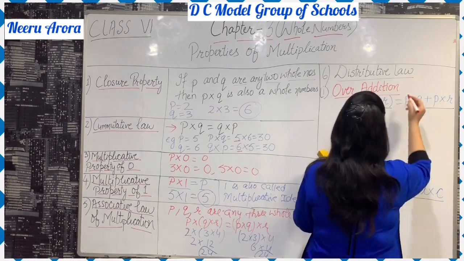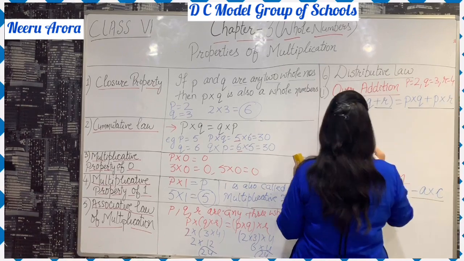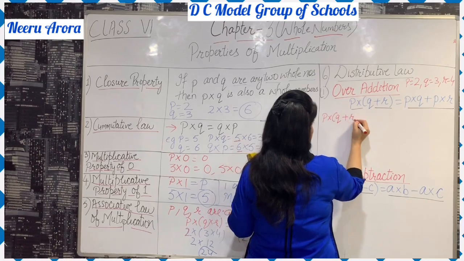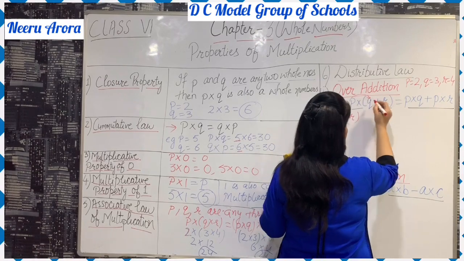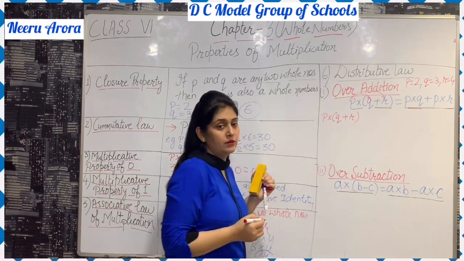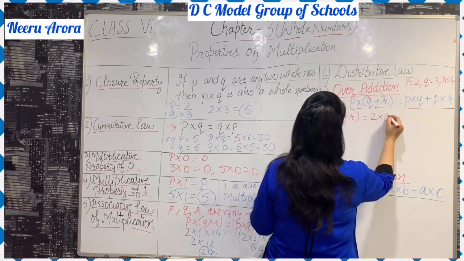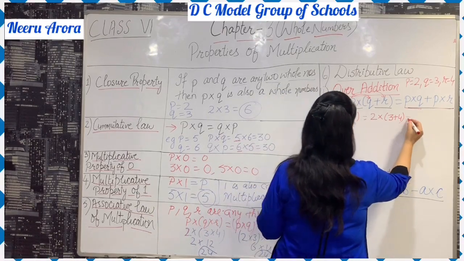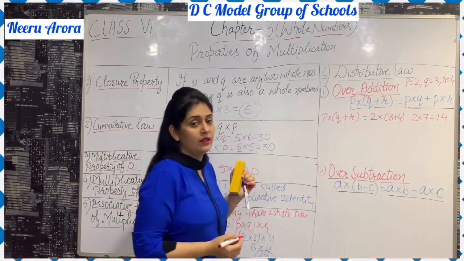Let P be 2, Q be 3 and R be, suppose, 4. First we have taken the left hand side. Basically, when we open the bracket, P multiplied by Q first, then P multiplied by R. This is the expansion of the left hand side. Now you see 2 into 3 plus 4. So here we get 2 into 7, and we get 14. This is our left hand side.